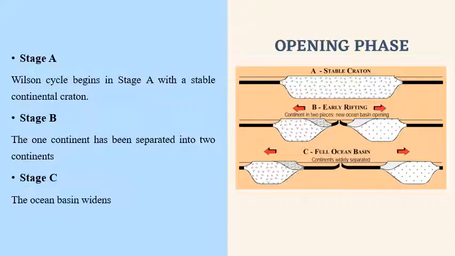Okay, next, this is the opening phase of the Wilson cycle. The Wilson cycle begins in stage A with a stable continental craton. The best example of this is Africa, which is breaking apart from the mainland of Africa. I will write here Africa. And then we go to the beginning, right?